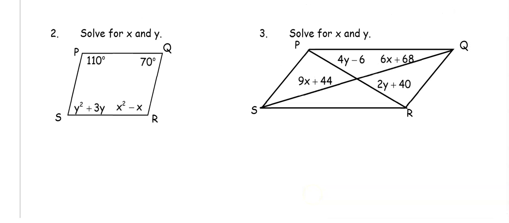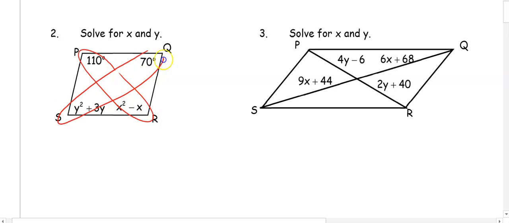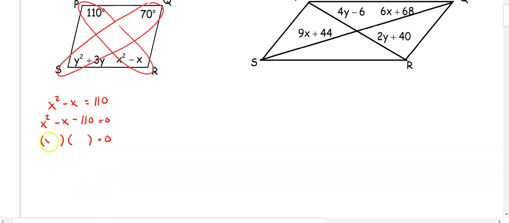Number two, solve for x and y. So we know that our opposite angles are going to be congruent. So we have x squared minus x is equal to 110. We can move everything to the x squared side. So x squared minus x minus 110 equals 0. Two numbers that multiply to negative 110 and add to negative 1 are going to be x minus 11 and x plus 10. When we switch our signs, x is 11 or negative 10. Both solutions would stay.